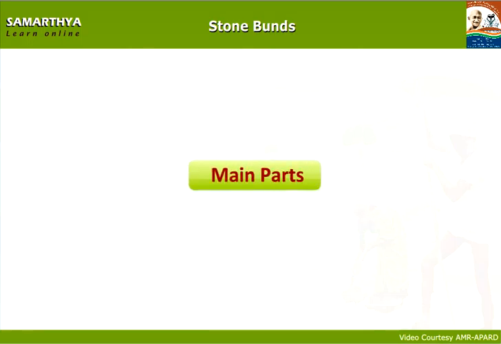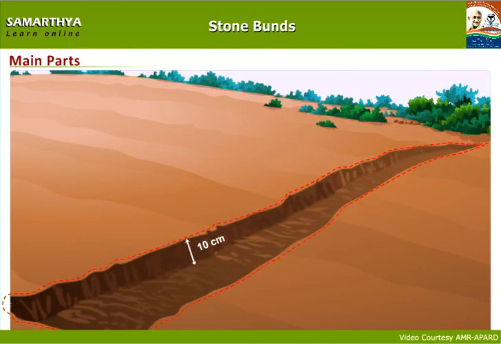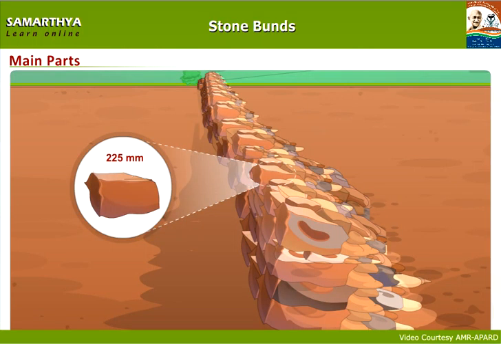Main parts and working process of stone bunting. The main components of stone bunts include foundation of 10 centimeters, bunt built of not less than the size of 225 millimeter stones.